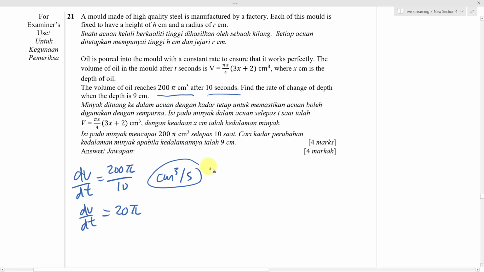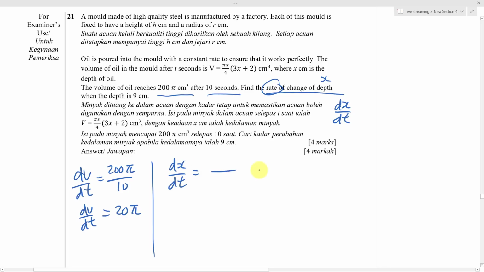Alright, the question asks me to find the rate of change of depth. Depth is x, rate is over t, so they're asking you to find dx dt. If I want to find dx dt, I will form the equation like this: two fractions, this is dx, this is dt. The middle two values must be the same, so I will do dV and dV because I have the volume over here.